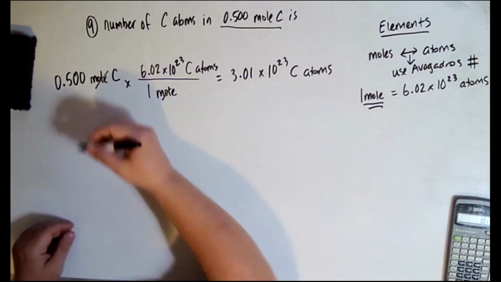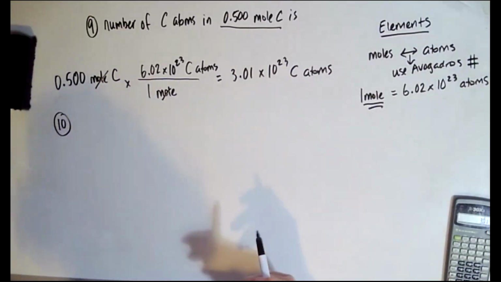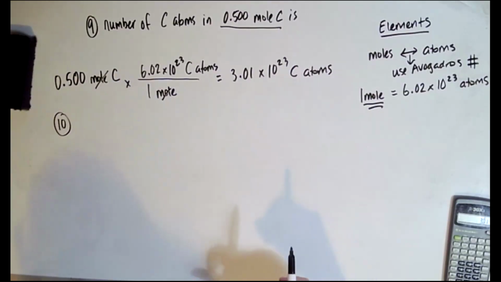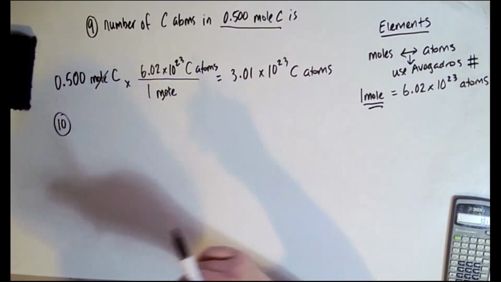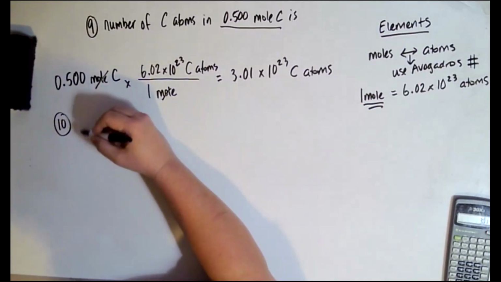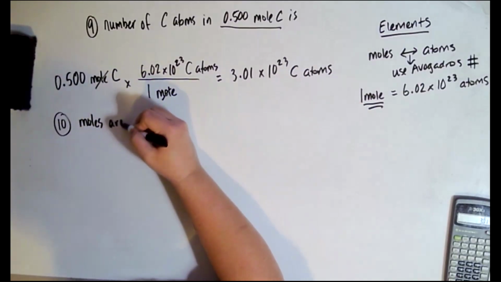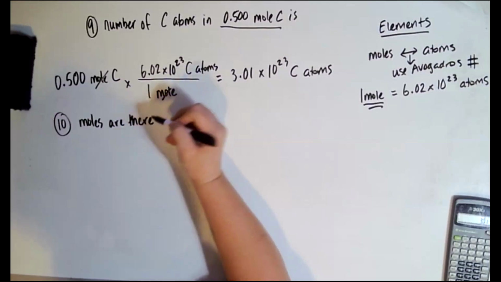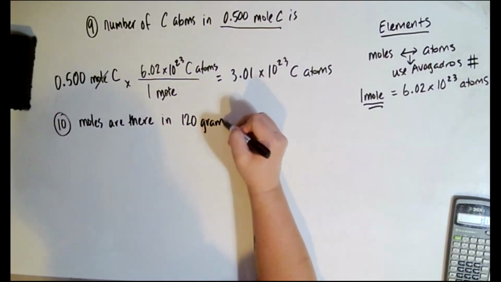All right. In question number 10, we're going to be incorporating a compound into our calculation here. They're asking us how many moles are there in 120 grams of glucose.